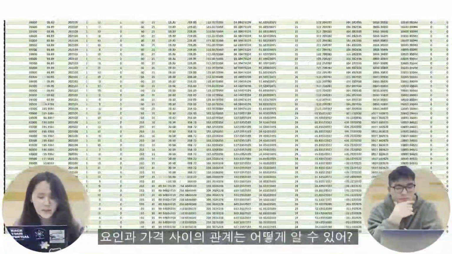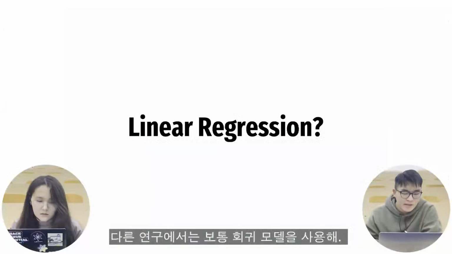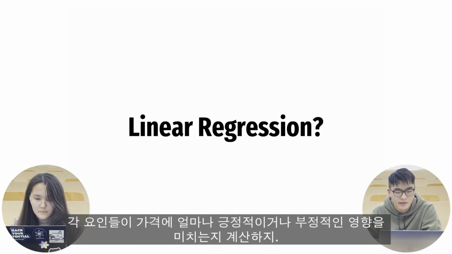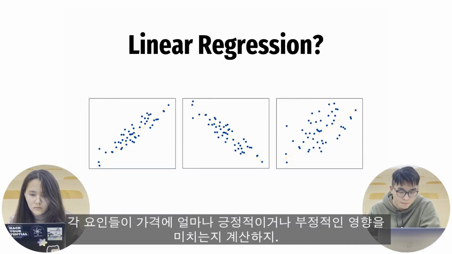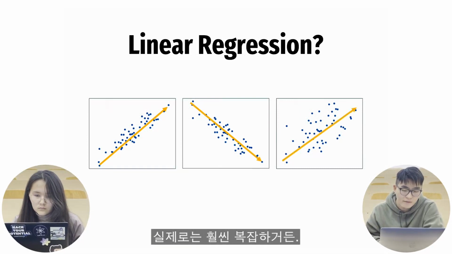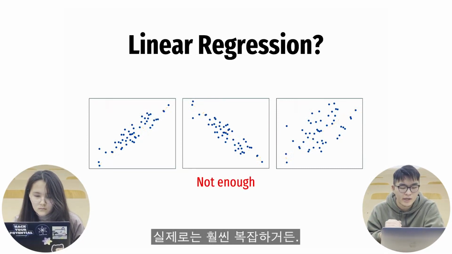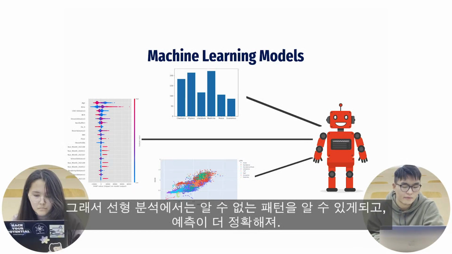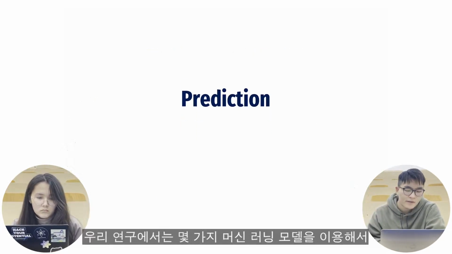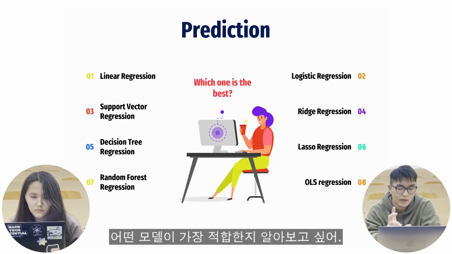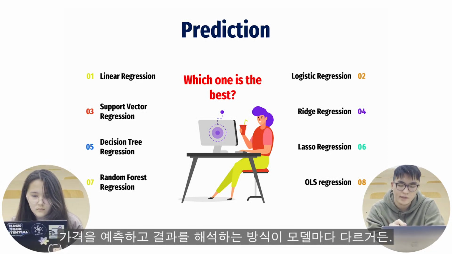So now, how do you see the relationship between price and factors? Well, in many studies, researchers usually use regression models for that. They calculate the positive or negative effect of each housing factor on the price, but they are based on the linear relationship of the features and the price. So it cannot fully explain the complexities in real-world data. However, machine learning models can analyze non-linear relationships between variables so that the hidden patterns are revealed and the prediction is more accurate. Thus, for my research, I wanted to try several regression machine learning models to see which one performs better when it comes to price prediction and interpretation.